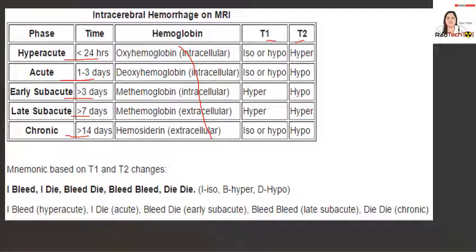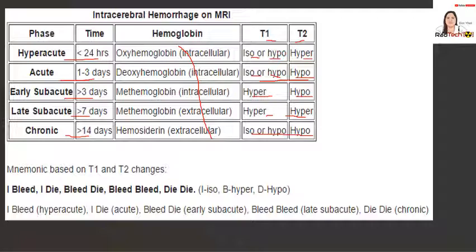So, ang hyperacute is iso, meaning the same, or hypo. Iso intense, meaning the same intensity or normal intensity. Hypo is below the normal or mas darker siya. Hyper is puti. Acute, iso or hypo, pero sa T2, hypo din siya. Early subacute, hyper sa T1, hypo sa T2. Late, hyper, hyper. Pag chronic, parehong iso or hypo, katulad ng acute.